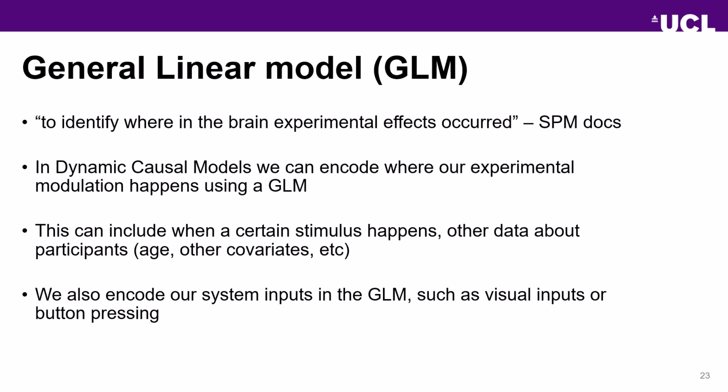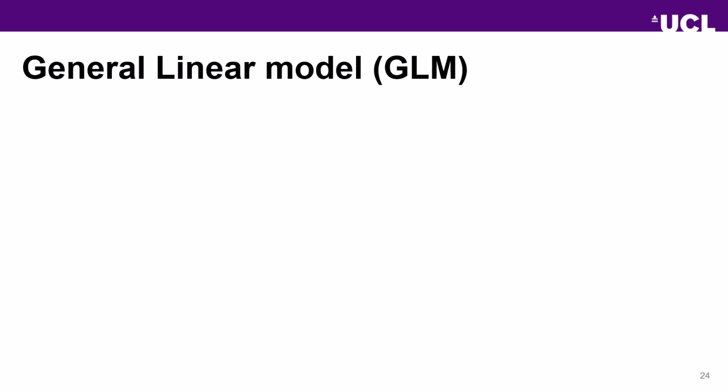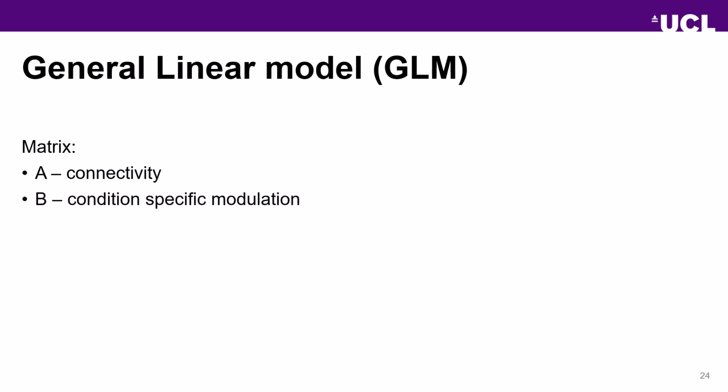That's all done here. So your GLM will have the following matrices. A is your connectivity matrix, B is your condition-specific matrix, C are your inputs, and U your experimental inputs. So C, by inputs, I mean if you're doing a vision processing task, it would be where your visual information inputs the model. So the region of the brain that's in, or similarly for a hearing task.